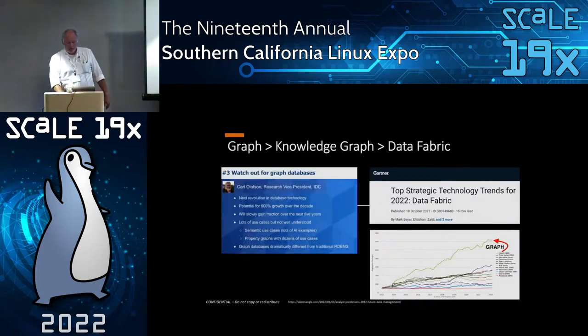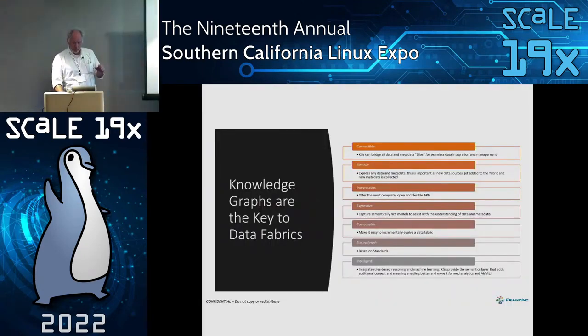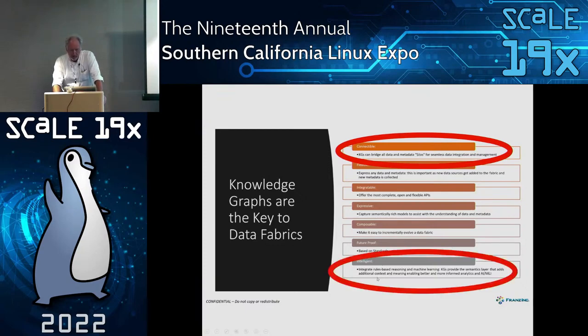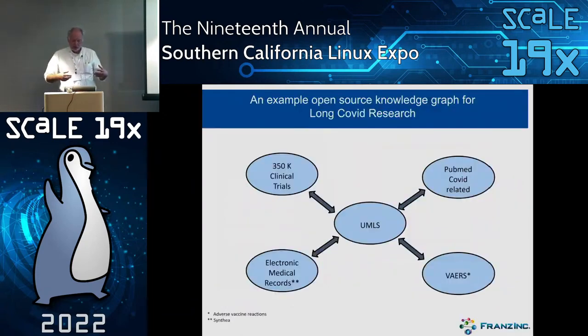And knowledge graphs are an important component. So this is a slide from Gartner. Knowledge graphs are the key to data fabrics. Basically, knowledge graphs can bridge all data and metadata silos for seamless data integration and management. And they make your systems way more intelligent by integrating rule-based reasoning and machine learning in one data infrastructure. Okay, some commercial slides.